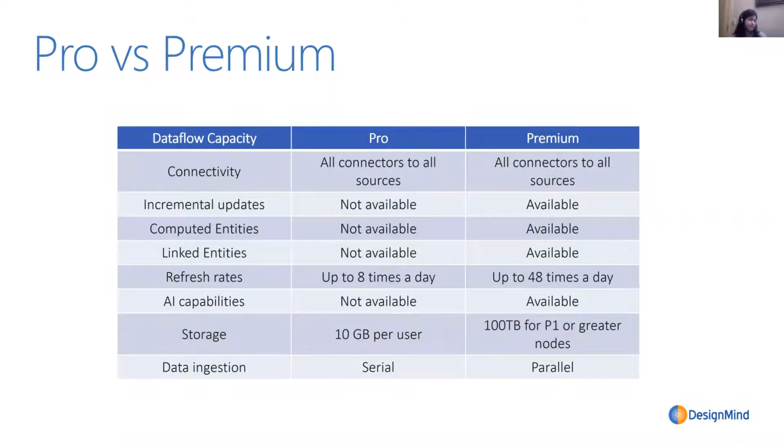AI capabilities are only available to premium, and storage-wise for pro, it's 10 GB per user, whereas for premium, it's 100 TB for P1 or any greater nodes. And the data ingestion for pro is serial, whereas for premium it's parallel, hence you could experience faster refreshes. And depending on your organization's requirements, you can decide which license would be beneficial if you decide to use.